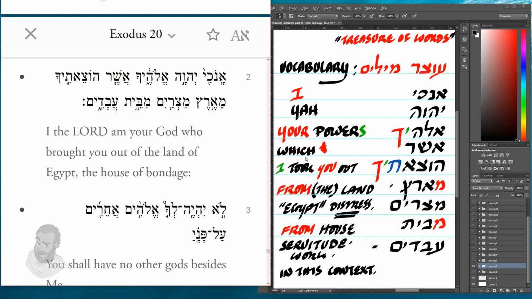Asher, which, at least in this context, means which. Hotzeticha means I took you out. Hotzi, anytime you see the black letters, just look at this, means he took out. When you add all of these letters, the abjad, the consonants, and you add the vowels, this is what it means. I took you out. Hotzeticha.